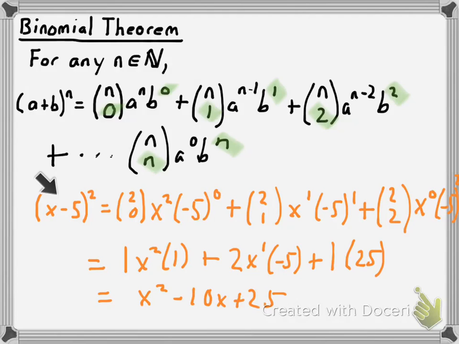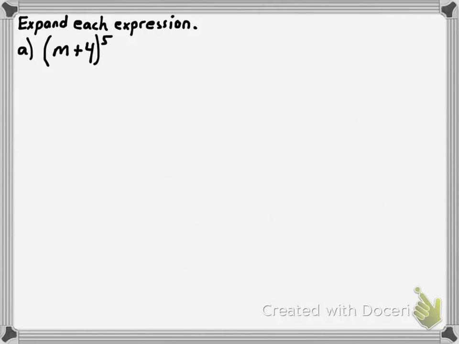Now, you know how to square binomials already, so you probably already knew that this is what you got from squaring x minus 5. And so you see that the binomial theorem does work for expanding binomials. All right, well, let's try that for m plus 4 to the 5th power. See if you can pause the video and write out the expansion on your own to begin, and then unpause and see if you're doing it correctly.